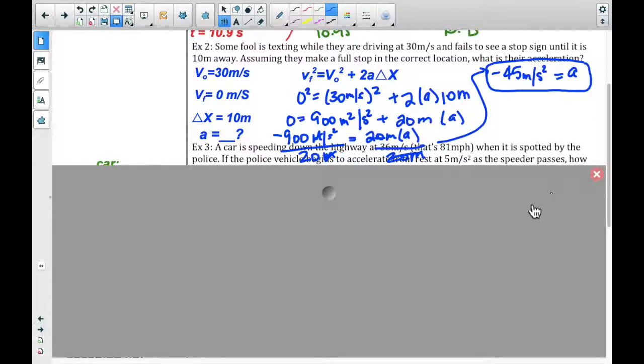Let's make sure that answer makes sense. First of all, it's negative. Is that appropriate? Yes, they're slowing down, so negative acceleration is appropriate here. Secondly, it's a huge number. You might not realize what big of a number that is, but gravity is about negative 10, so this is about 4 times gravity. In other words, they are experiencing 4 Gs. Is that an appropriate level?